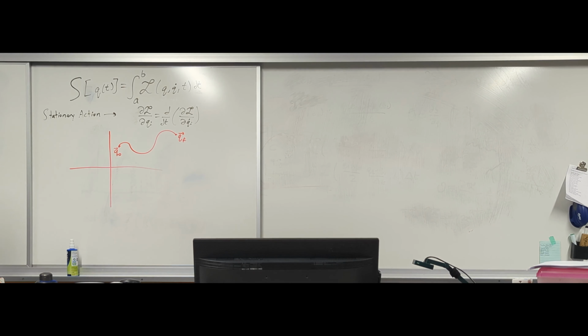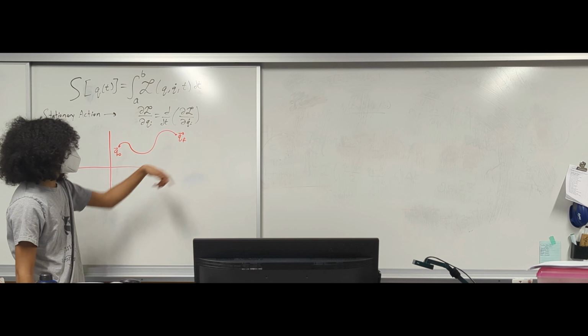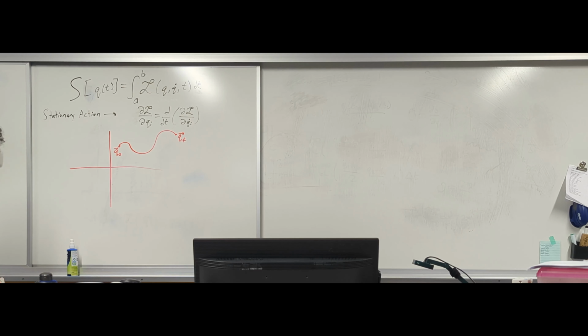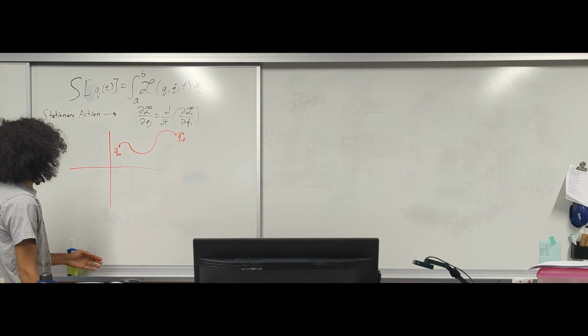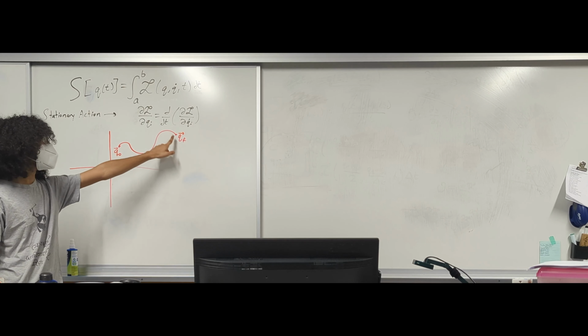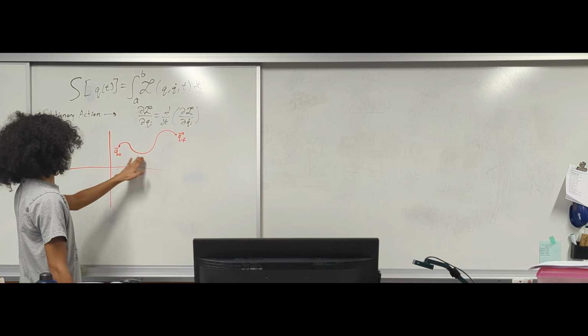Okay? So this 0 and f are just denoting that this is the initial position, this is the final position. Then suppose that the particle follows this kind of trajectory due to the laws of physics, that this is the physical trajectory.